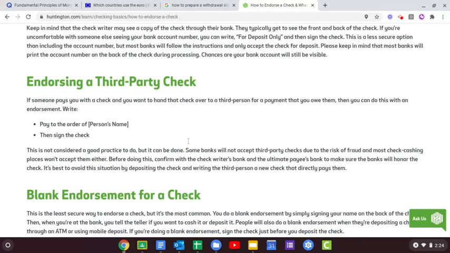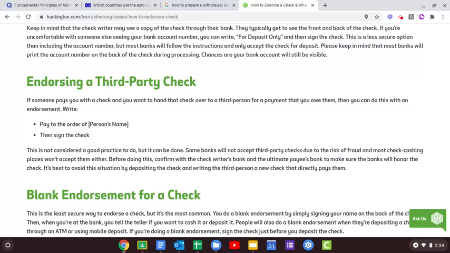So, endorsing a third-party check. If someone pays you with a check and you want to hand that check over to a third person for a payment that you owe them, then you can do this with an endorsement. Right. Pay to the order of, then sign the check. This is not considered a good practice to do. No, it is really not. But it can be done. Some banks will not accept third-party checks due to the risk of fraud, and most check cashing places won't accept them either. This is true. You cannot get much with a third-party check anymore.